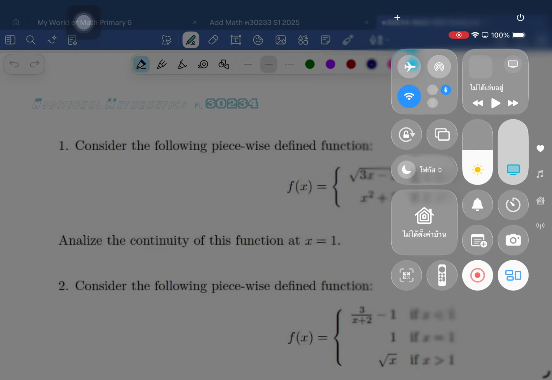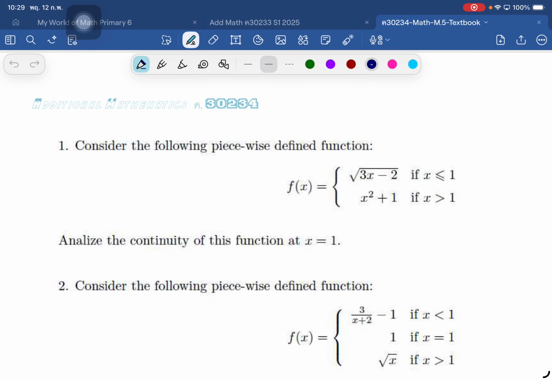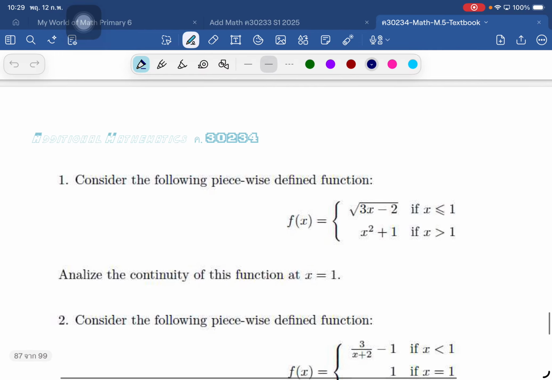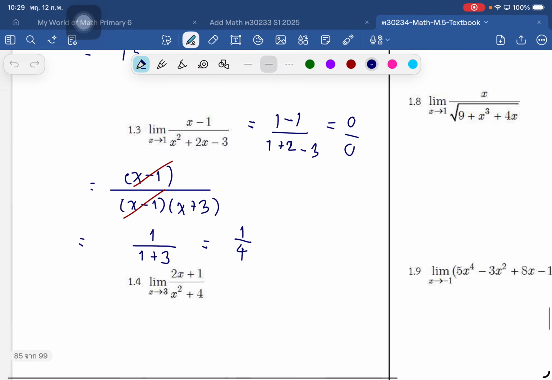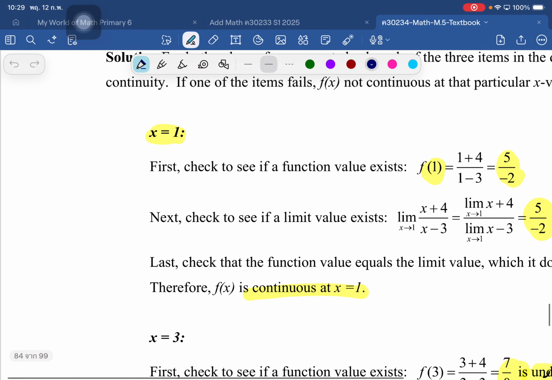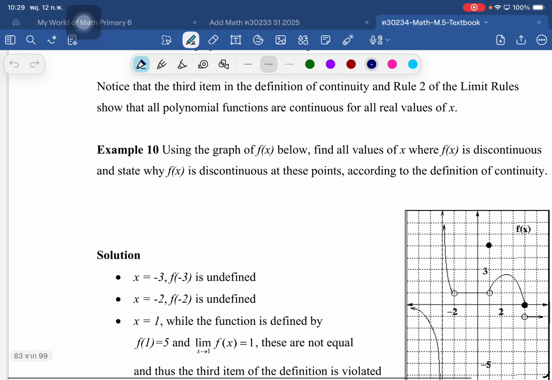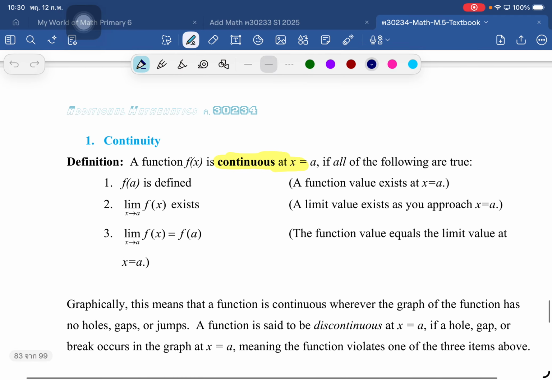Value of the function f(x) will be equal to square root x when x is greater than 1. That's the right limit. Now analyze whether the function is continuous at x equal to 1 or not.